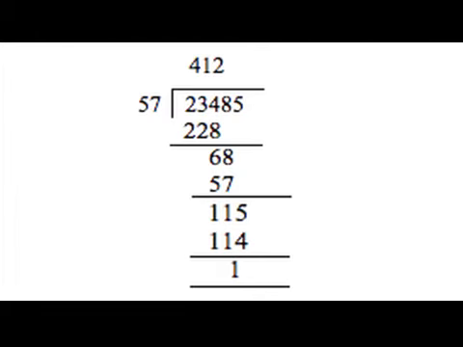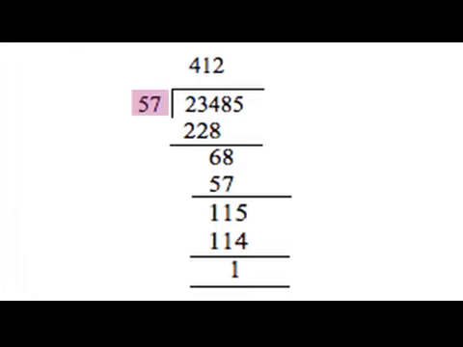I hope the following example will give you a clear idea. If you divide 23,485 by 57, we will get the answer as quotient 412 and remainder 1. How will we get it? The first step we have to do is this.